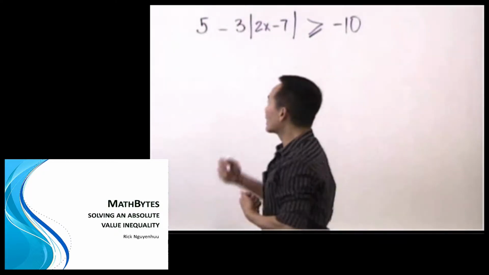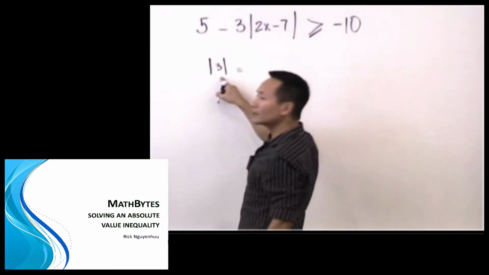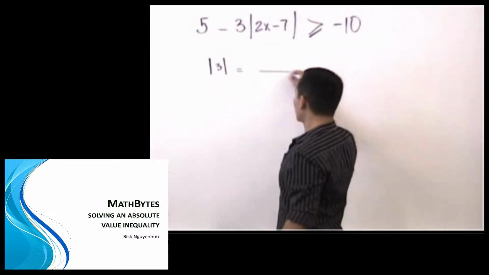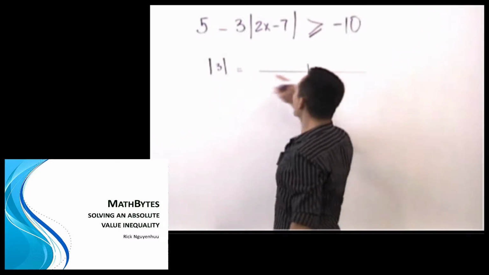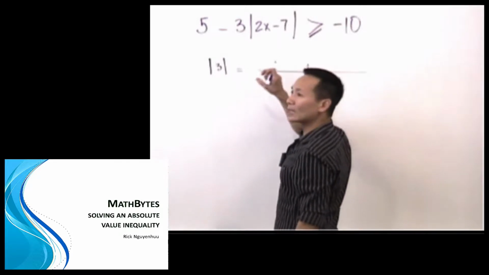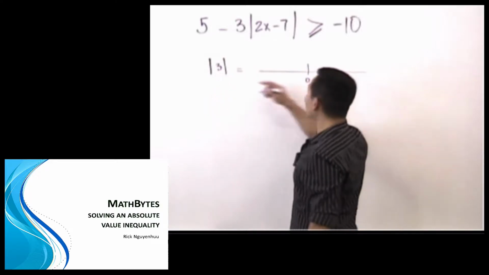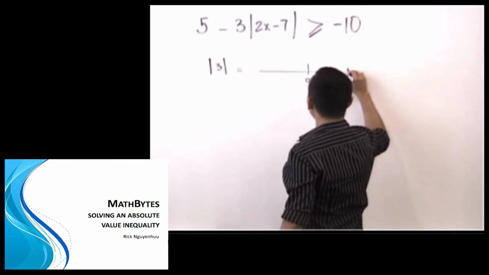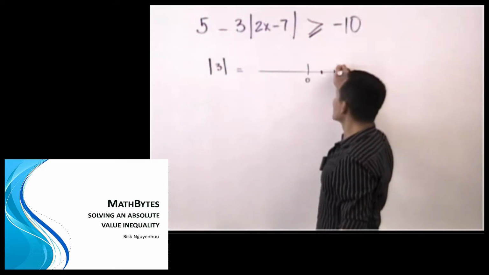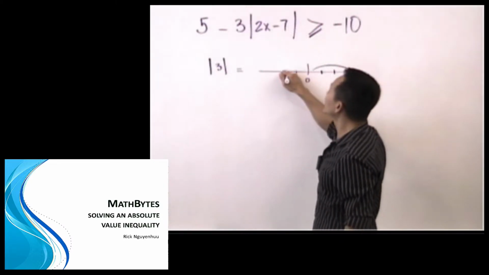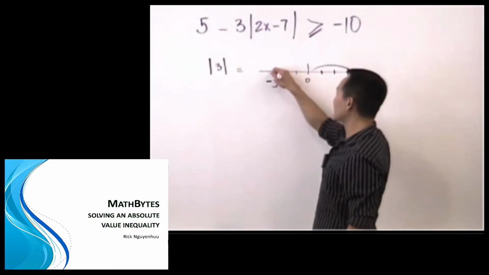If I'm talking about the absolute value of 3, what is it? The absolute value of 3 is the distance of the number on the number line that is 3 distance units away from 0. So the absolute value of 3 is obviously the number 3, because 3 is 3 distance units from 0, or the number -3 is also 3 distance units from 0.